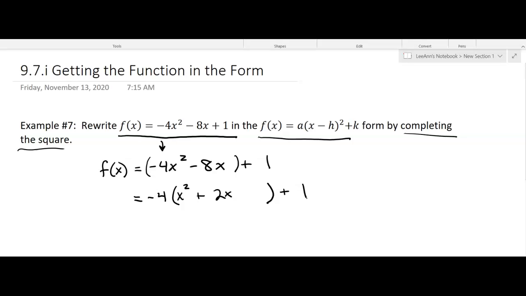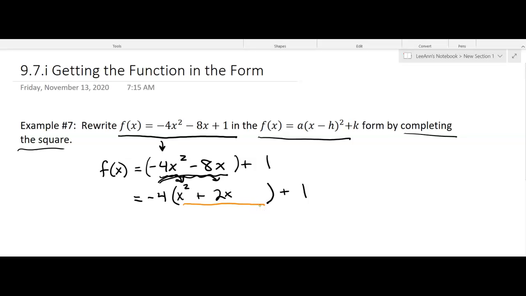Okay, so the question is, do you see where everything's coming from? I factored out a negative 4 there. So if I were to multiply that in, I'd have the negative 4x squared, and then I'd have a negative 8x right there. The 1 is kind of out of the picture right now. So if you're feeling bad for the 1, don't feel bad for the 1.